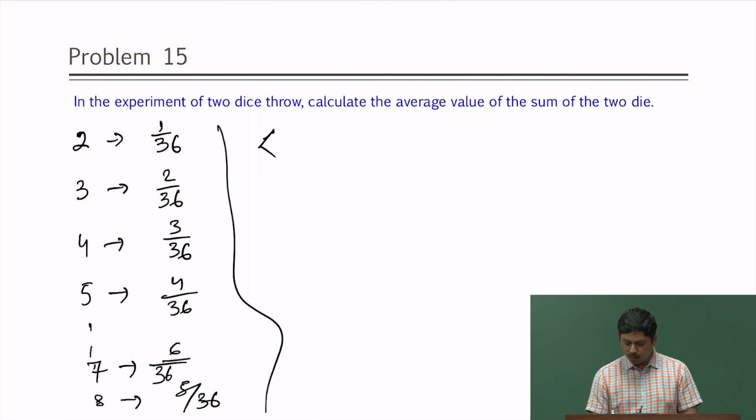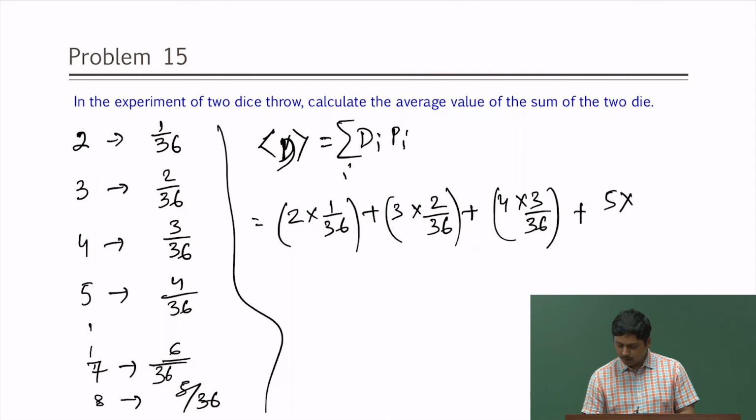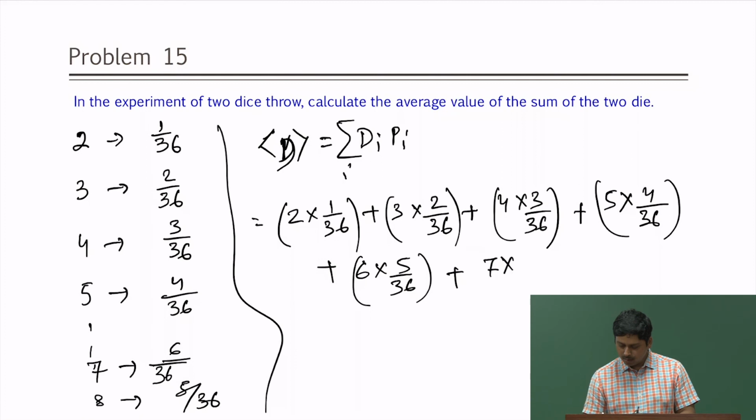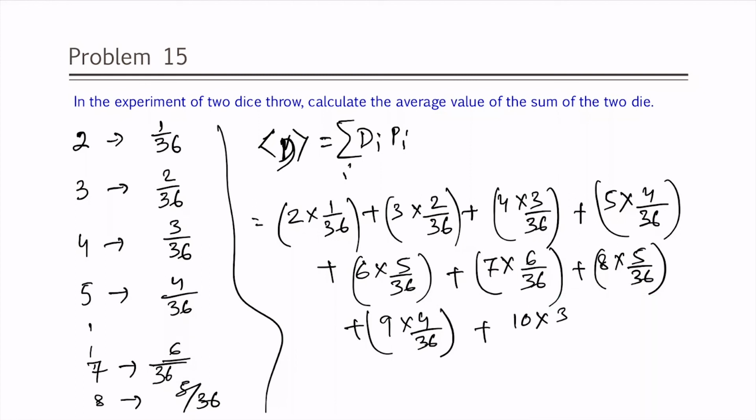So, what is the average value that we are going to observe? I will write the average value for the die throw as, let us say, d. It will be the sum of di pi, where di is the value. So 2 comes with 1 by 36 probability. 3 will come with 2 by 36 probability. 4 will come with 3 by 36 probability. 5 will come with 4 by 36 probability. 6 will come with 5 by 36 probability. 7 will come with 6 by 36 probability. 8 will come with 5 by 36. 9 will come with 4 by 36. 10 will come with 3 by 36. 11 will come with 2 by 36, and 12 will come with 1 by 36.